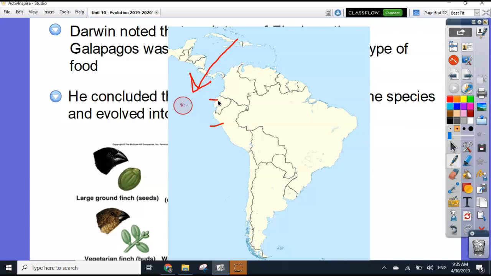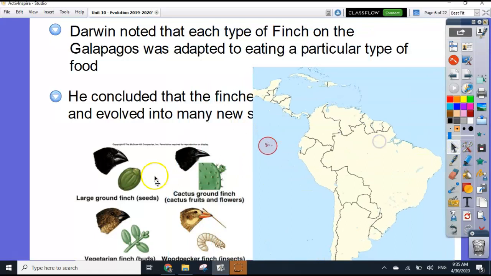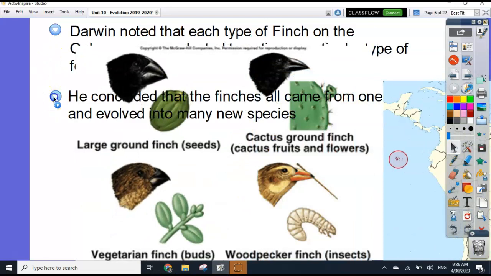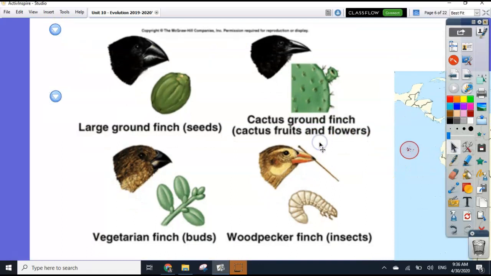Once he got to the islands, he kept notebooks of all of these finches, all these birds and plants, and he recorded all the different types of life that they had there. One of the things he found is all of these finches. Finches are birds, okay? Let's take a look at these finches. Notice they all look a little different, but they all look kind of similar.